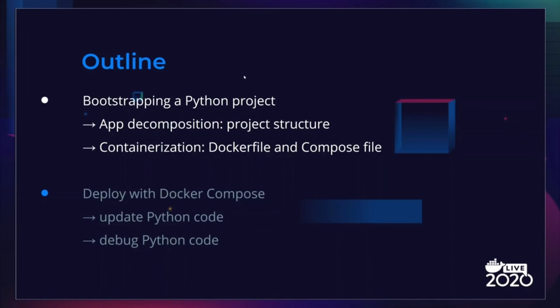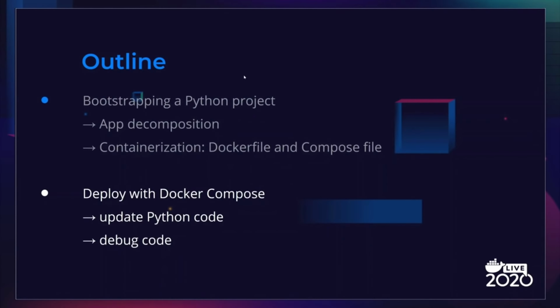First, for bootstrapping a Python project, we'll discuss how to split its different functionalities in isolated components or services, and how to organize project files and data to make this split more obvious. Then we'll see how to containerize its components or services and wire them together. Here is also where we are going to cover some best practices for Dockerfiles and Compose files.